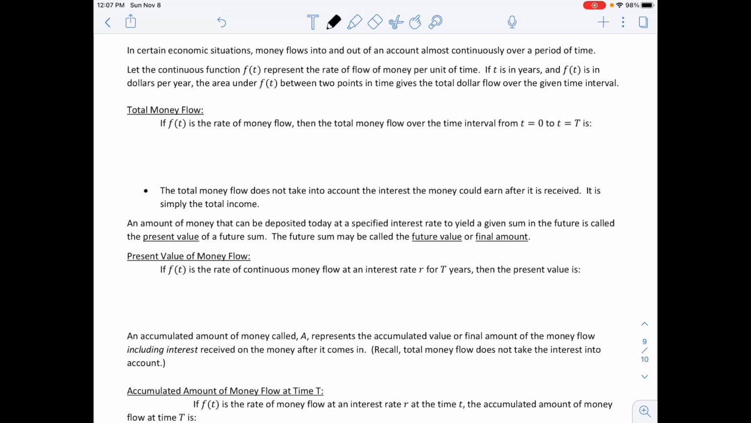So the first definition that we have is the total money flow. And it says if f(t) is the rate of money flow, then the total money flow over the time interval from t equals 0 to t equals capital T is going to be given as the integral from 0 to T of our function f(t) with respect to t.